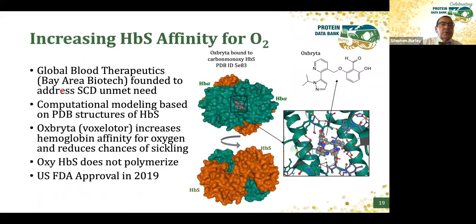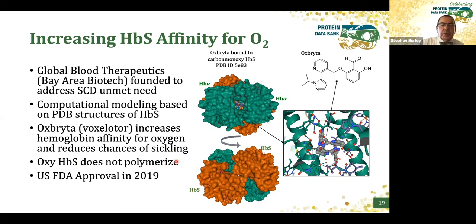So the Bay Area biotech company known as Global Blood Therapeutics was founded with the express goal of addressing the unmet medical need for sickle cell disease. A group of talented individuals at UCSD, one of whom is a member of the RCSB Protein Data Bank team, designed a small molecule that would fit into the central cavity of the hemoglobin tetramer and increase the affinity of the tetramer for oxygen, thereby reducing sickling. The oxy form of hemoglobin S does not polymerize.